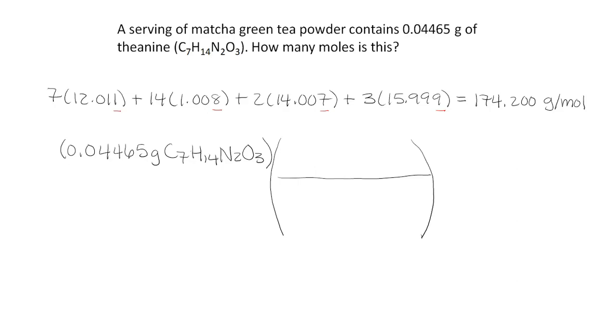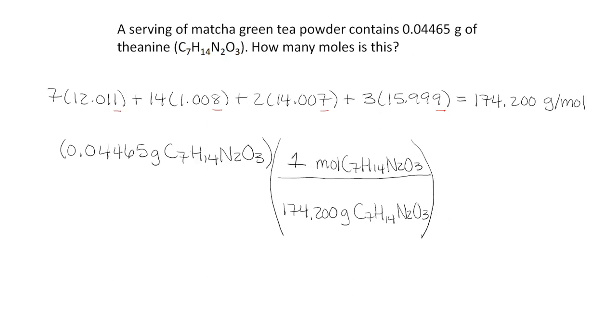So the denominator will be grams of theanine, and we write that as C7H14N2O3. And the numerator will have units of moles of C7H14N2O3. We then write in the appropriate values, 1 for mole and 174.200 for grams. Be really careful here not to mix up the numbers.